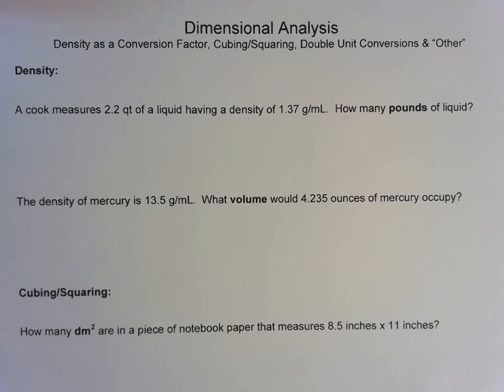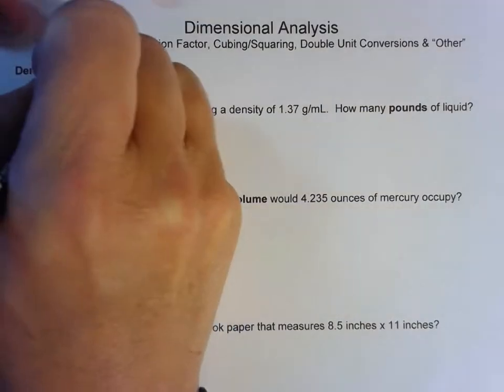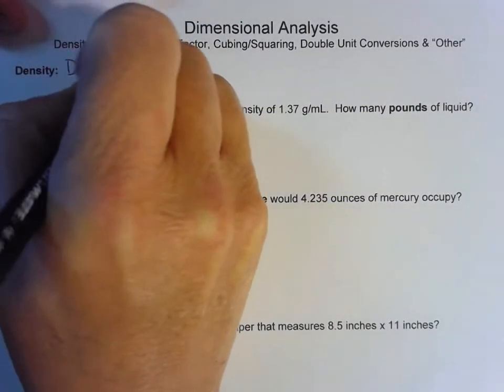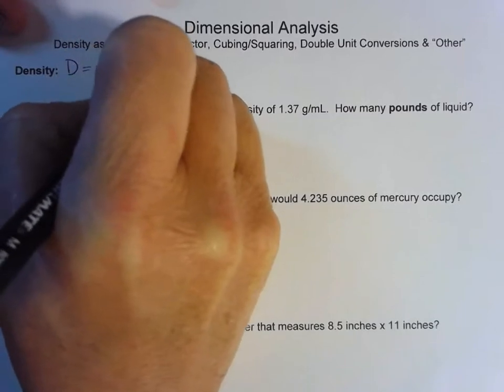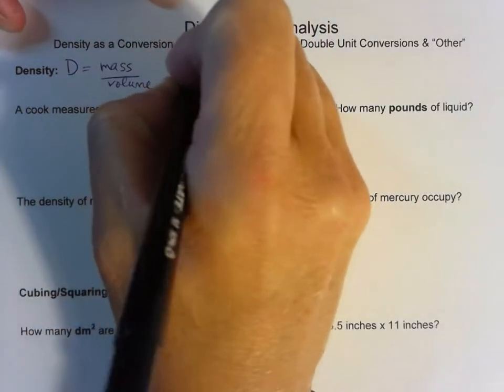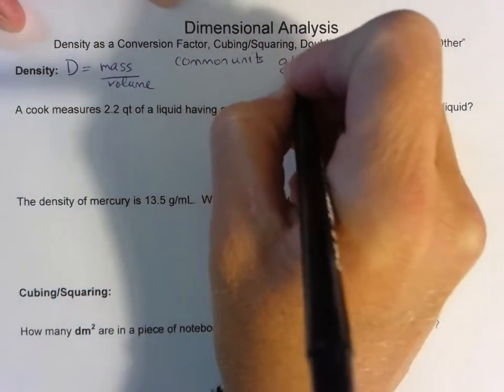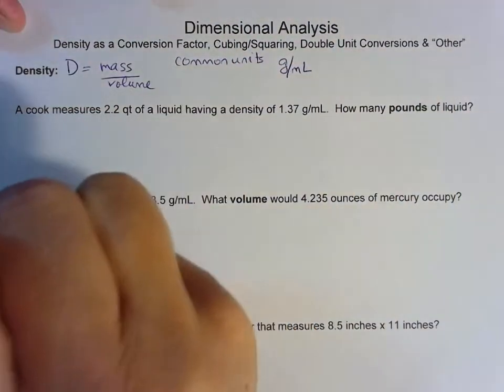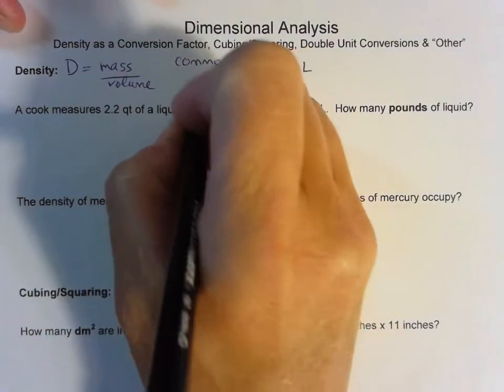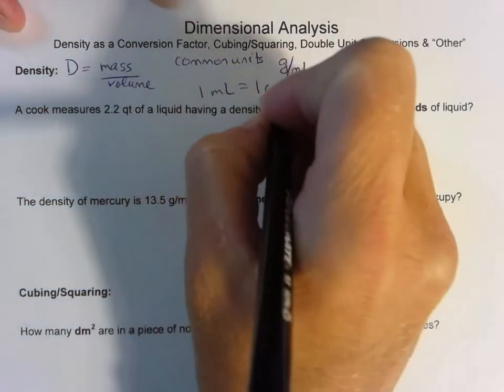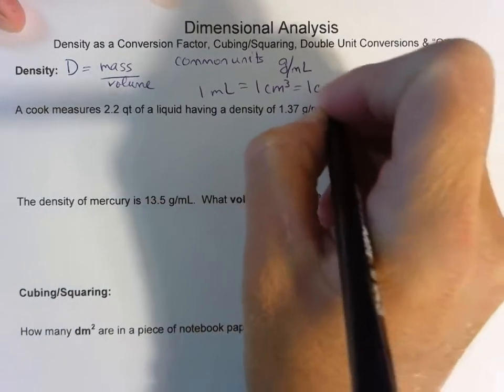Guys, we are doing dimensional analysis using density as a conversion factor. Density equals mass over volume. The most common units for density are grams per milliliter. If you remember, 1 milliliter is the same as 1 centimeter cubed, which is the same as 1 cc.